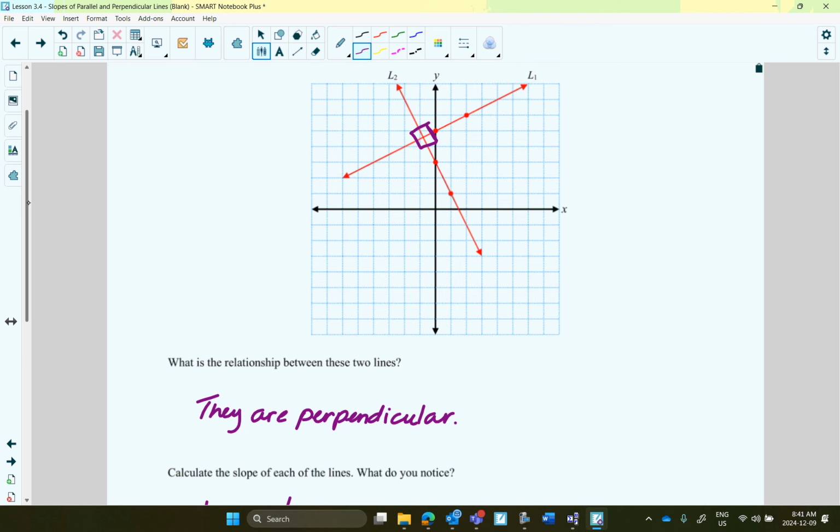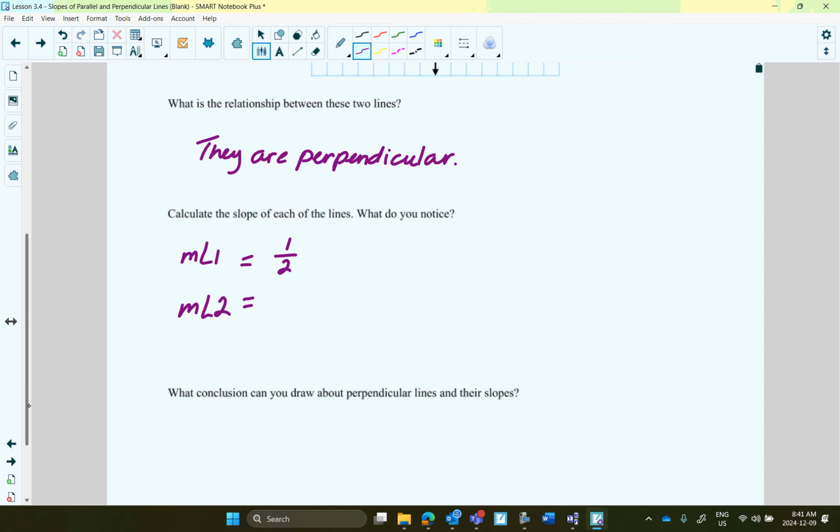Line 2. Let's go from here to here. How much do I rise? But I'm going down. -2. How much do I run? 1. Or we could just say -2. Can you see a relationship between these two? What happens? Flips? Does it do anything else? Changes from positive to negative, right?